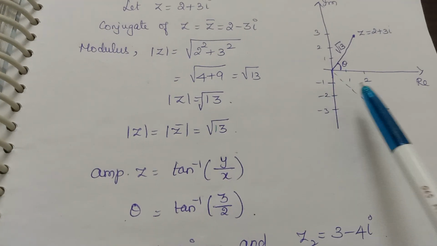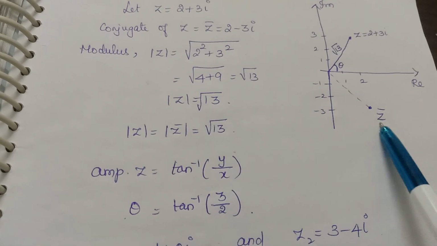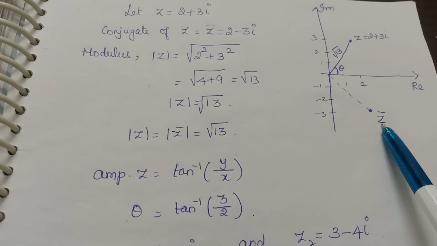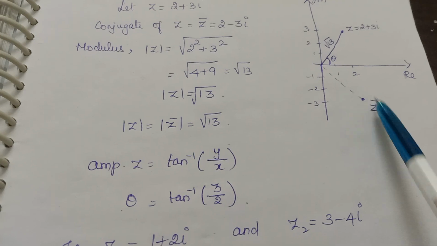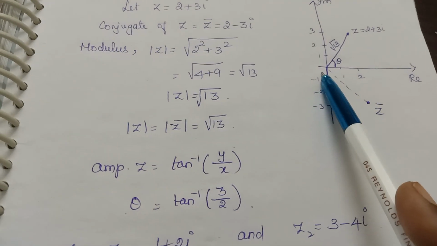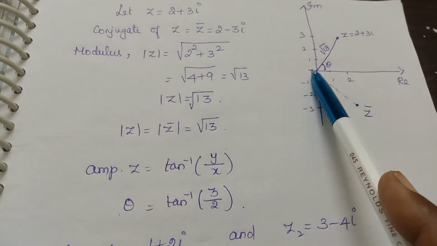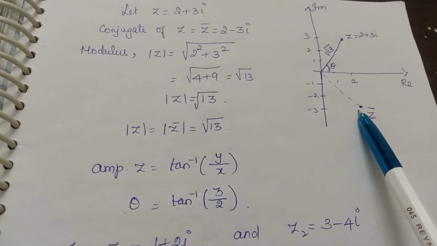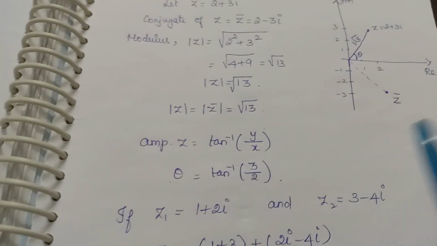And where will you represent this z bar? On the fourth quadrant, 2 comma minus 3. Minus 3 will be here only. So 2 comma minus 3, z bar is here, and this length of the line segment is also equal to root 13. Okay, that's all.